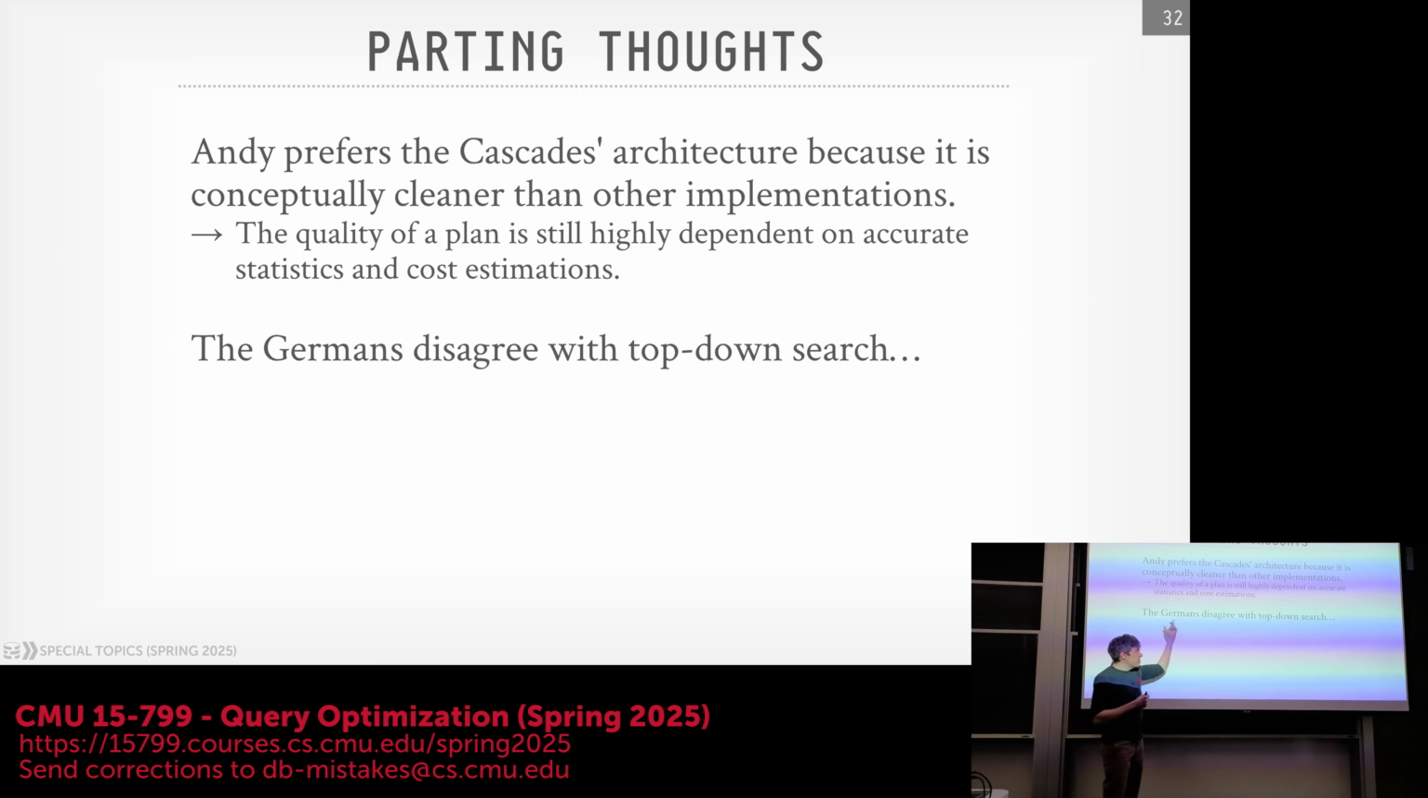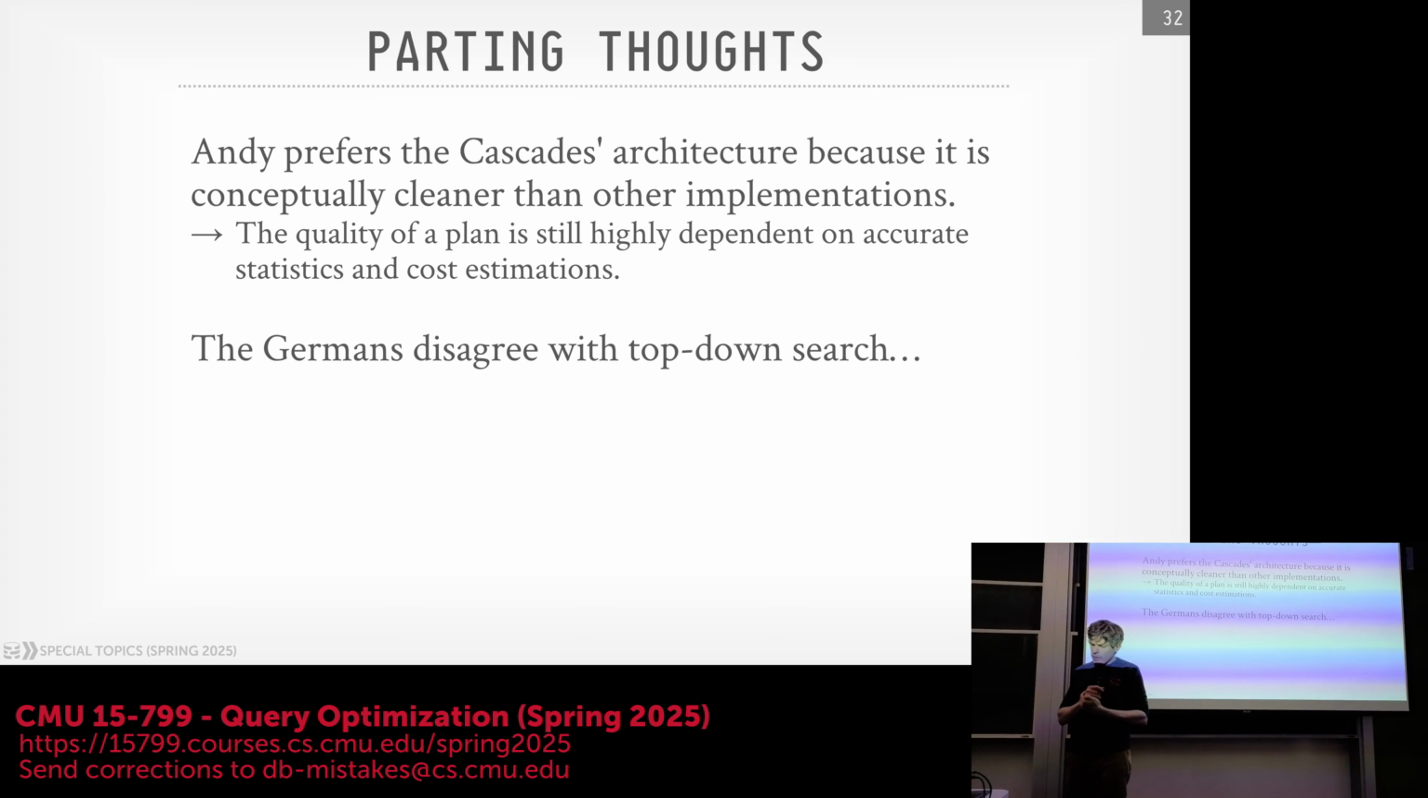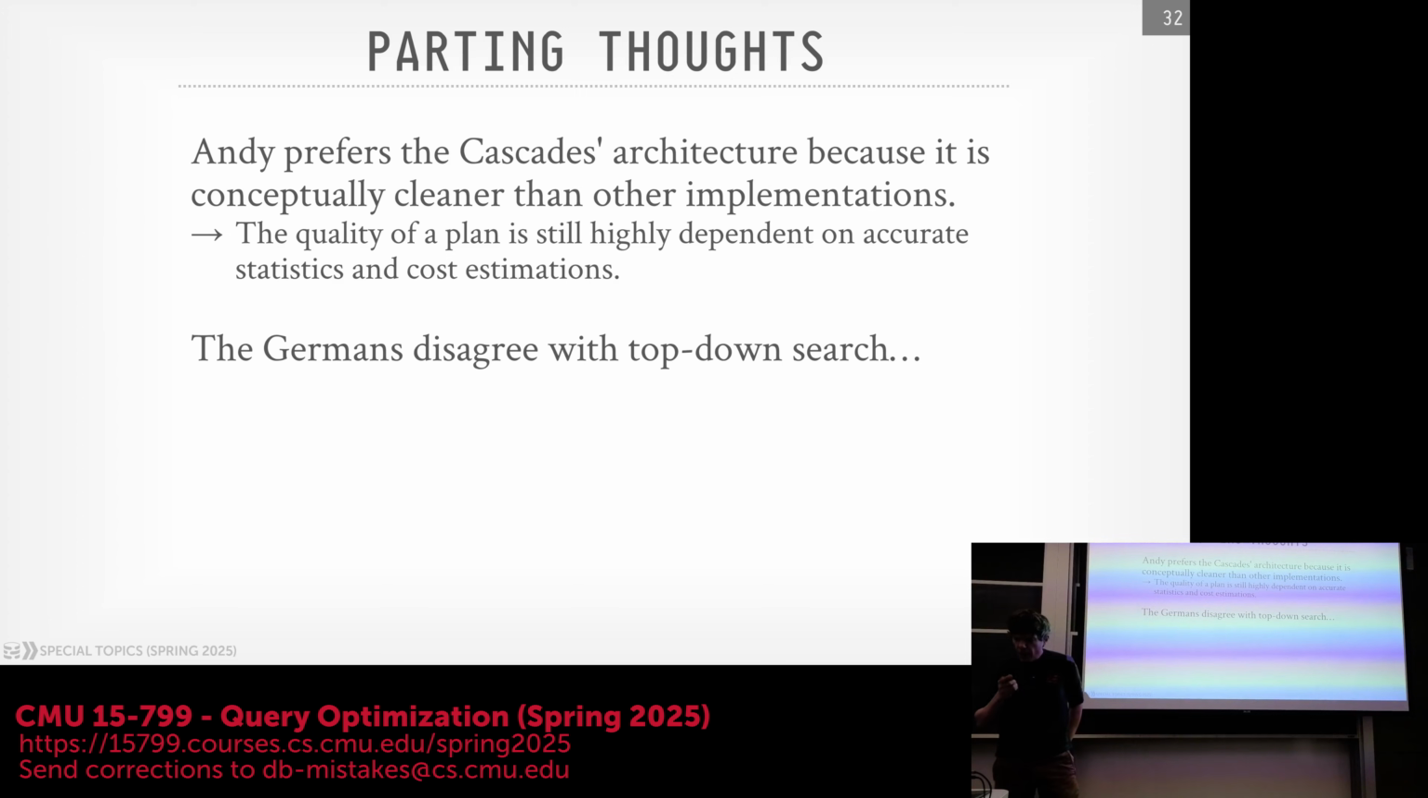And the Germans do not care for top-down search. They're all in on bottom-up search. So we'll see how they do the join enumeration, I think, next week. Okay, all right, any questions about Cascades?